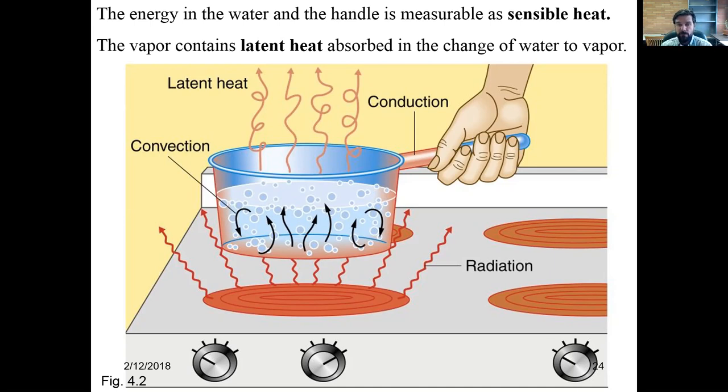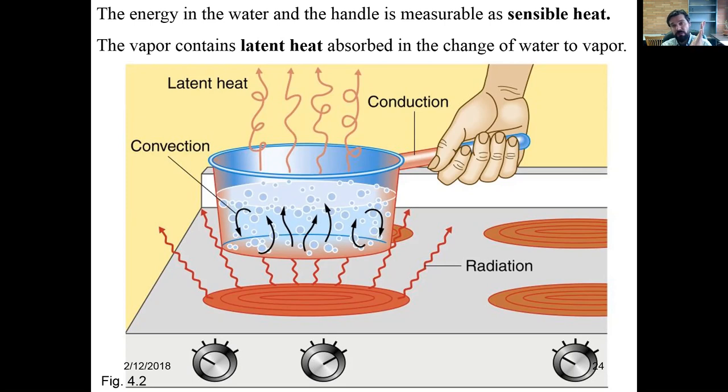Latent heat is what is contained within, let's say, water vapor. When water gets to the point of vaporizing, or as we commonly call it, steam, what happens if you put your hand over the top of this boiling pot, right? As opposed to putting your hand on the hot handle, you could get burned that way. But you can also very well get burned by putting your hand over the steam rising up.